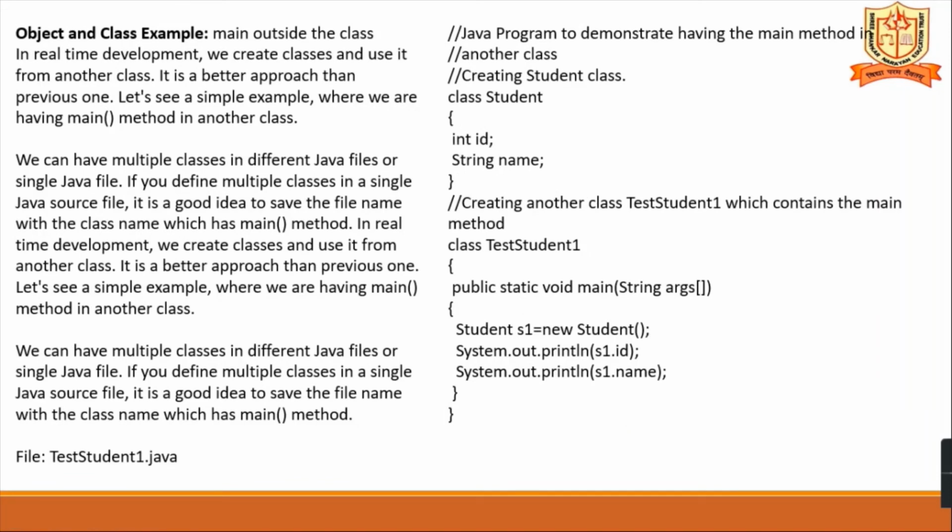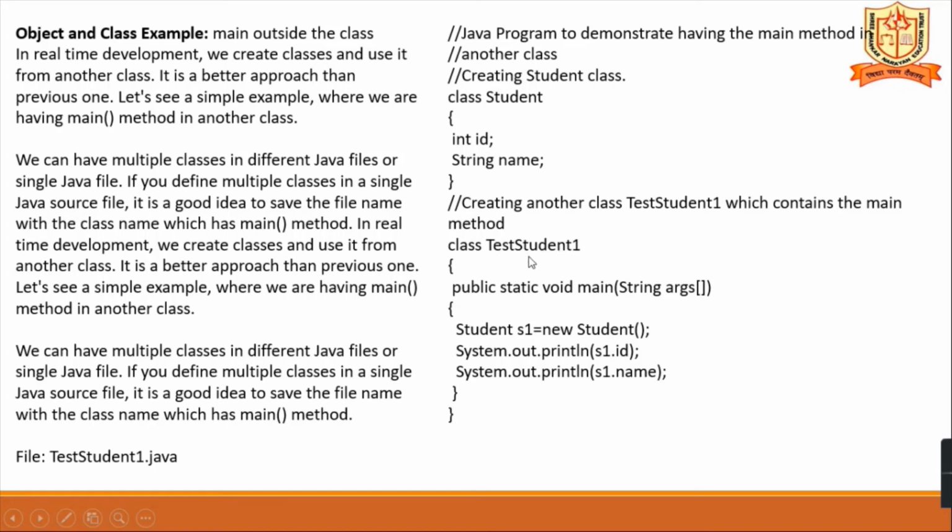Next, object and the class example. Here you can use the main outside the class, which is the real-time development. We create the classes and use them from another class. It is a better approach than the previous one. Let us see the simple example here. For this one we are using two classes. One is the Student and the other is the class TestStudent1.